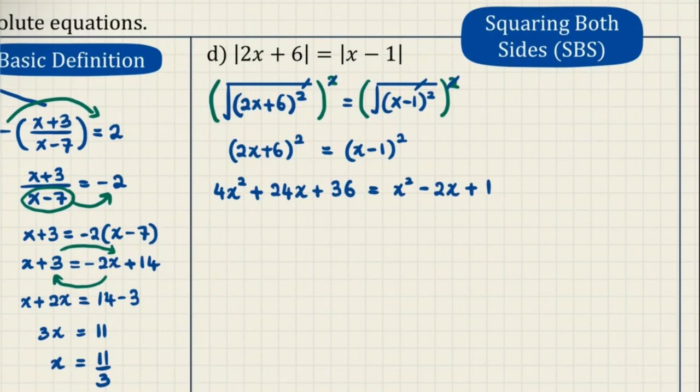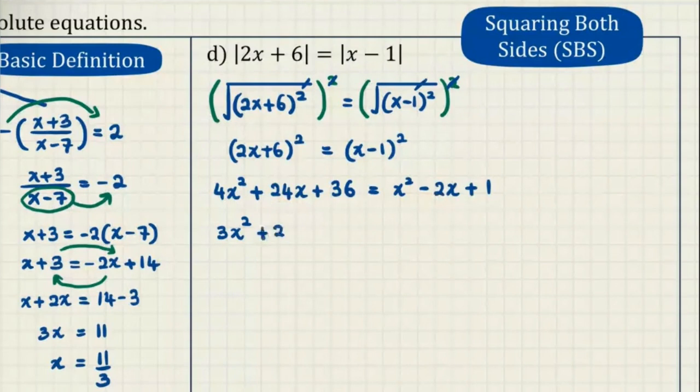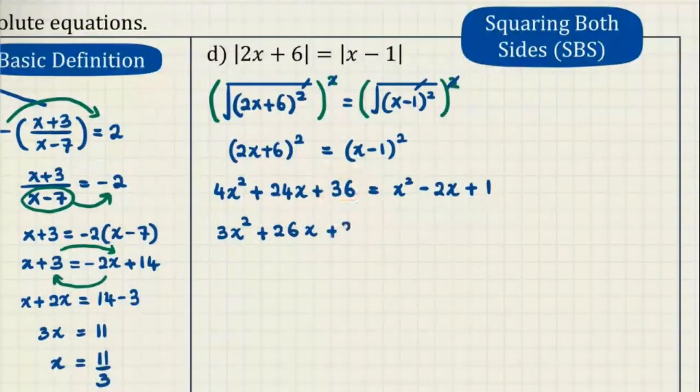Okay, then we will rearrange so that the right side will only be left with zero. So we will move all the quadratic expression here to the left hand side. So it will be 3x squared, 24 plus 2, 24 plus 2 gives 26x, and 36 minus 1. Okay, it will be plus 35 equals to 0.